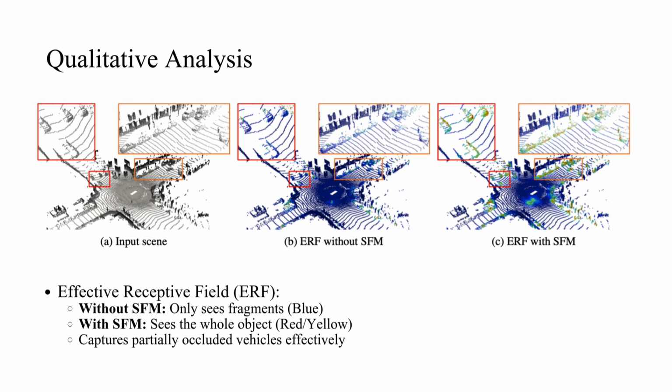The impact of this design is visible in our qualitative analysis. Given an input scene on the left, we show the ERF with and without our SFM module. In the middle, without SFM, the effective receptive field, color-coded from blue, outside ERF, to red, high attention regions, is restricted to small fragments of the vehicles. On the right, with SFM, the network successfully aggregates context across the entire object surface. This allows SFMNet to confidently detect partially occluded vehicles that the baseline model misses.